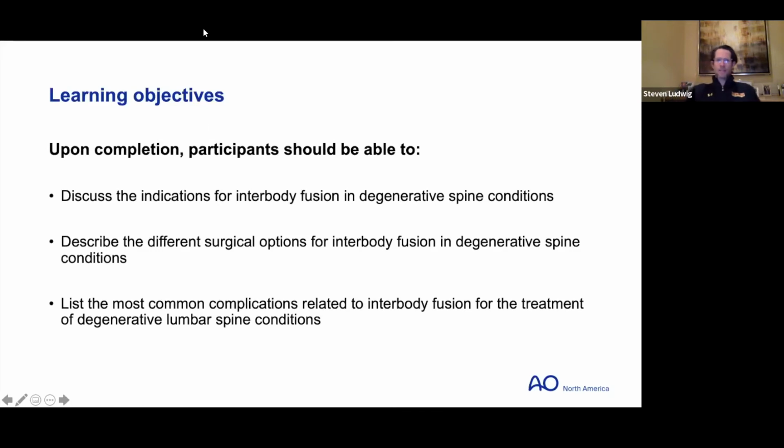At the end, the objectives are much as I alluded to. We're going to discuss the indications for interbody fusions for degenerative lumbar conditions. We're going to describe the different approaches that I alluded to, and we're going to talk also about complications related to those approaches.